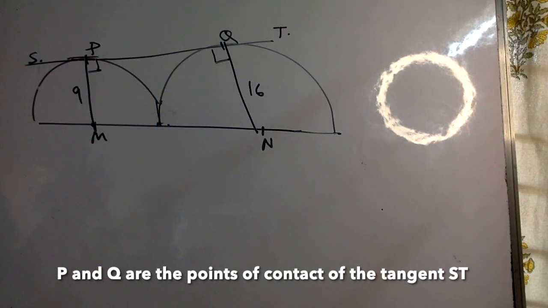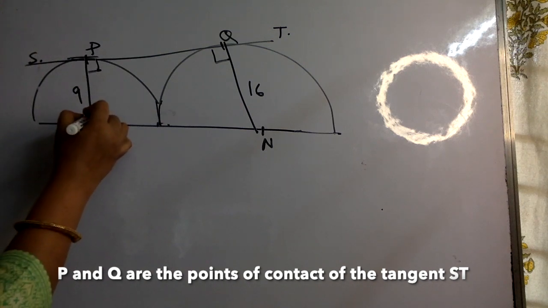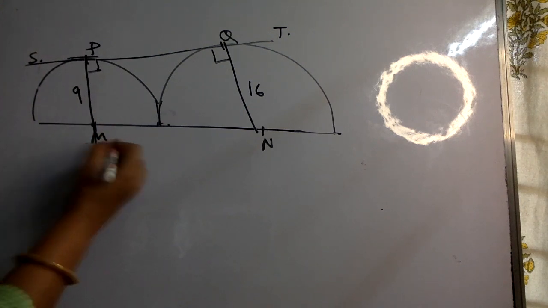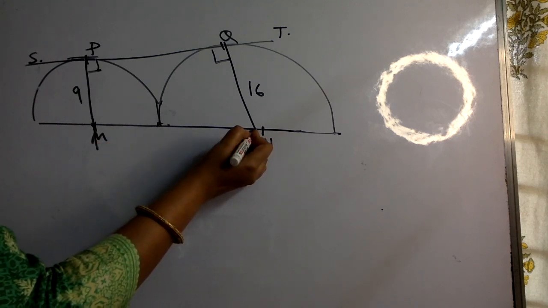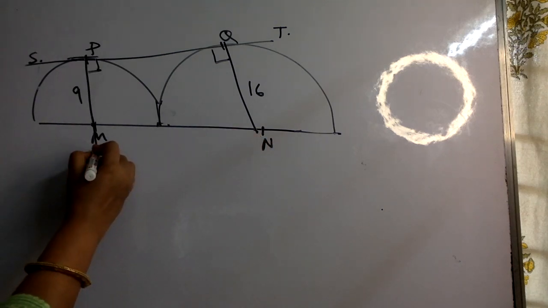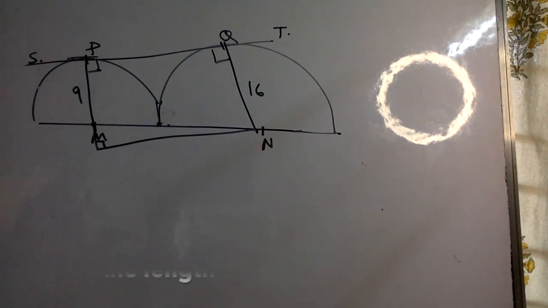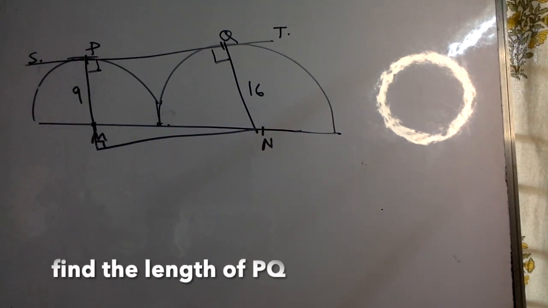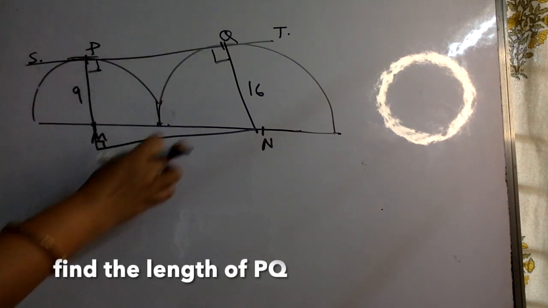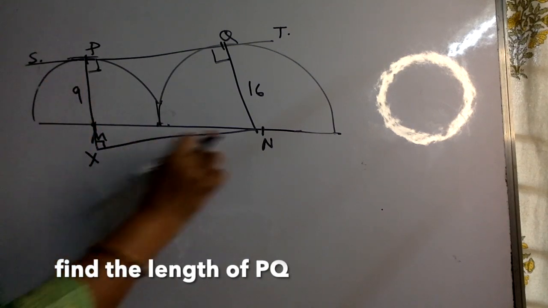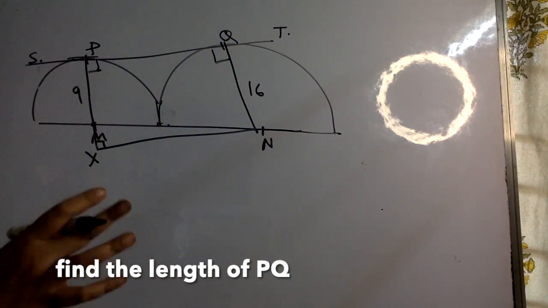There is a small construction that we will do. So just watch. I'll extend this a little bit, and I shall be making a 90 degrees over here. This angle will be 90 degrees. Why did I make it 90 degrees? Because I wanted to form a rectangle here. Let me name this X. So PXNQ forms a rectangle.